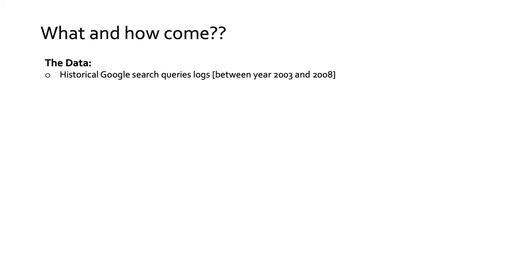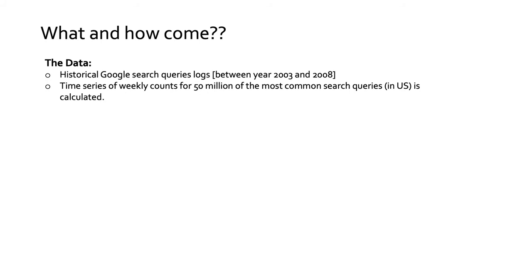For the data, we use historical Google search engine queries, specifically between 2003 and 2008. Those queries give us the topics of the query and the geographic region from which the query originated. We have the IP addresses, so we can figure out which area the query was fired from. We convert this data into a time series of weekly counts, so we have aggregated weekly counts of the queries belonging to a particular topic. We select 50 million of the most common search queries in a particular time frame with respect to a particular geographic region.